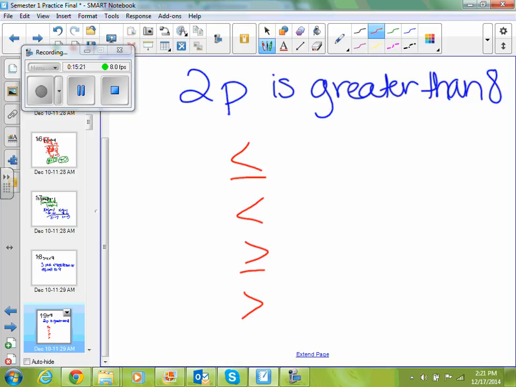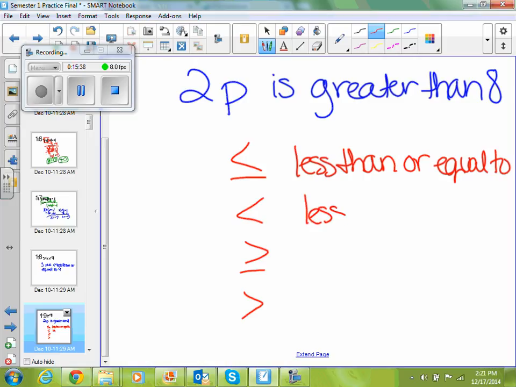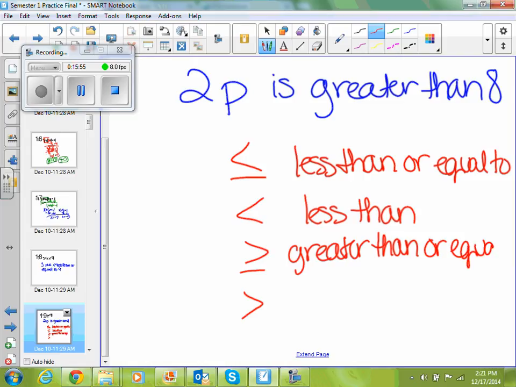Alright, what inequality symbol do I have first? Less than or equal to. Okay, what about the next one? Less than. Okay, those are the first two for your note card. What's the next one? Greater than or equal to. And the last one? Greater than.